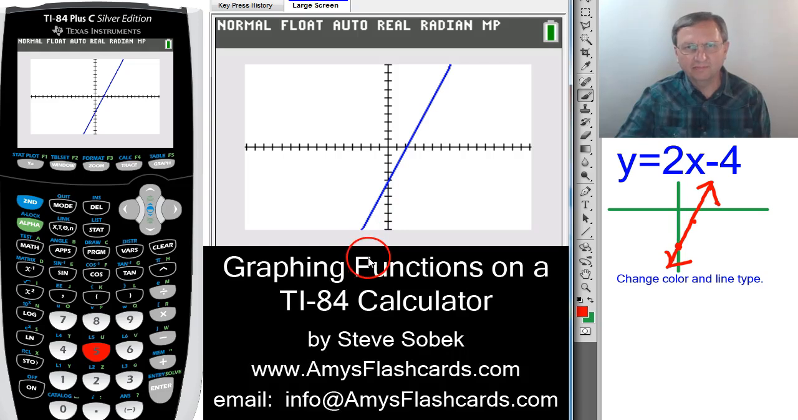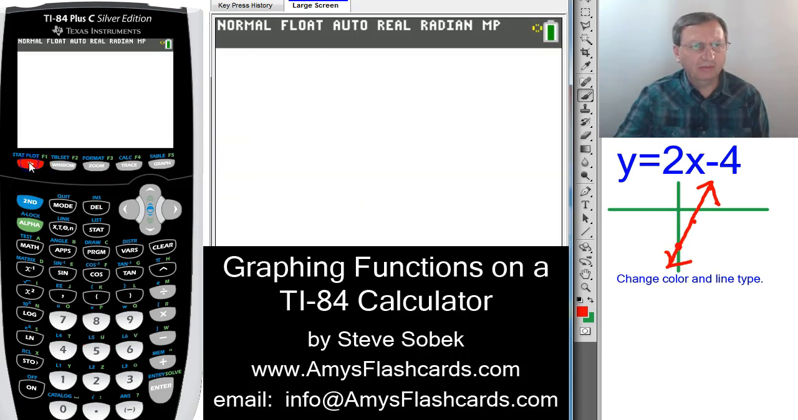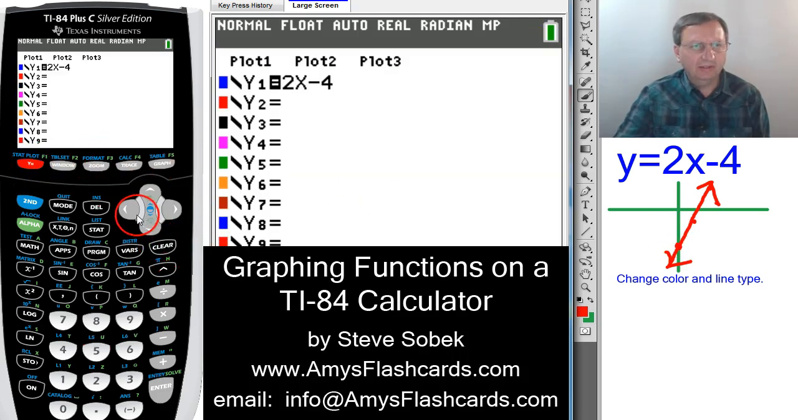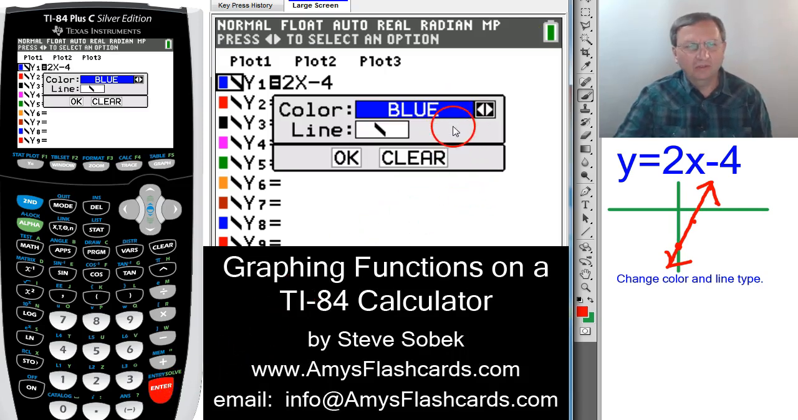We also want to be able to change the color of the graph, and so let's go back to the y equal button and here's your left arrow key, and move this over until this portion of the window is highlighted, and hit the enter key, and out pops a little window that enables you to change the color. If you click your right arrow key, we could make it a red, black, magenta.